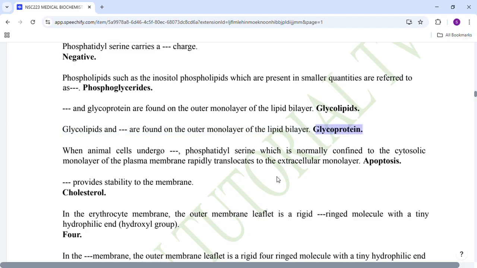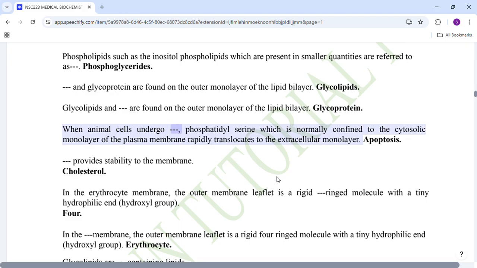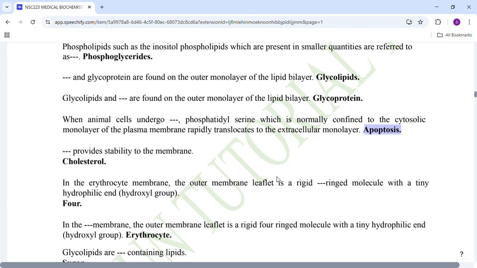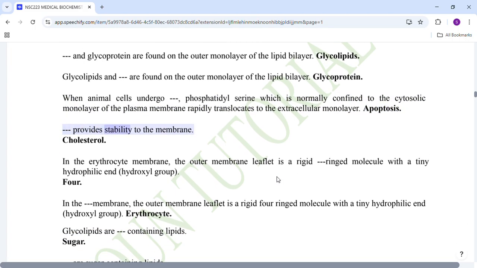When animal cells undergo apoptosis, phosphatidylserine, which is normally confined to the cytosolic monolayer of the plasma membrane, rapidly translocates to the extracellular monolayer.